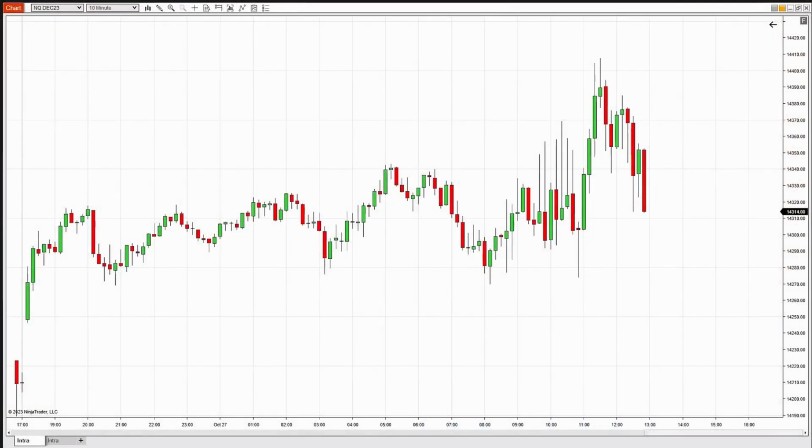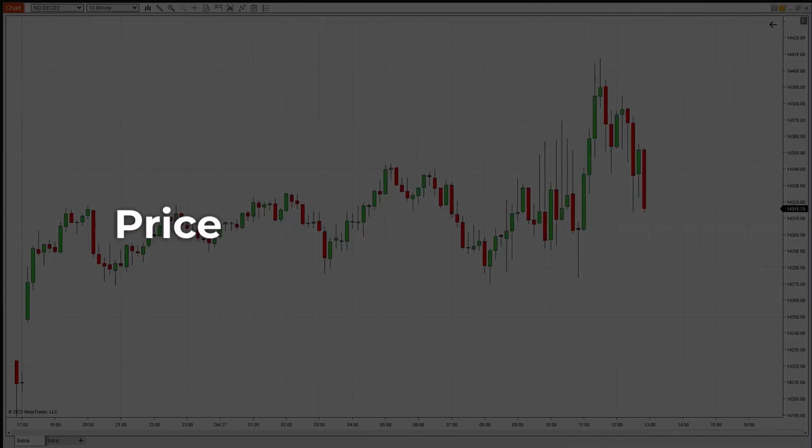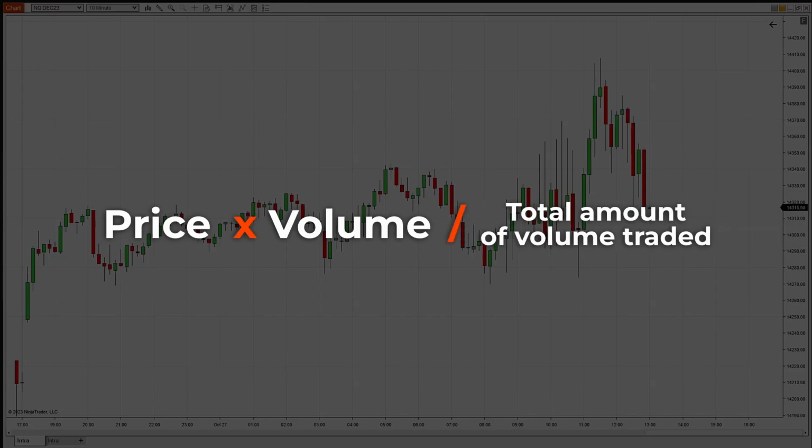Now, volume weighted average price is simply price multiplied by the volume at any given price point throughout the day, and then divided by the total amount of volume traded, and that's tracked on a continuous basis going forward in real time. Let's take a look.